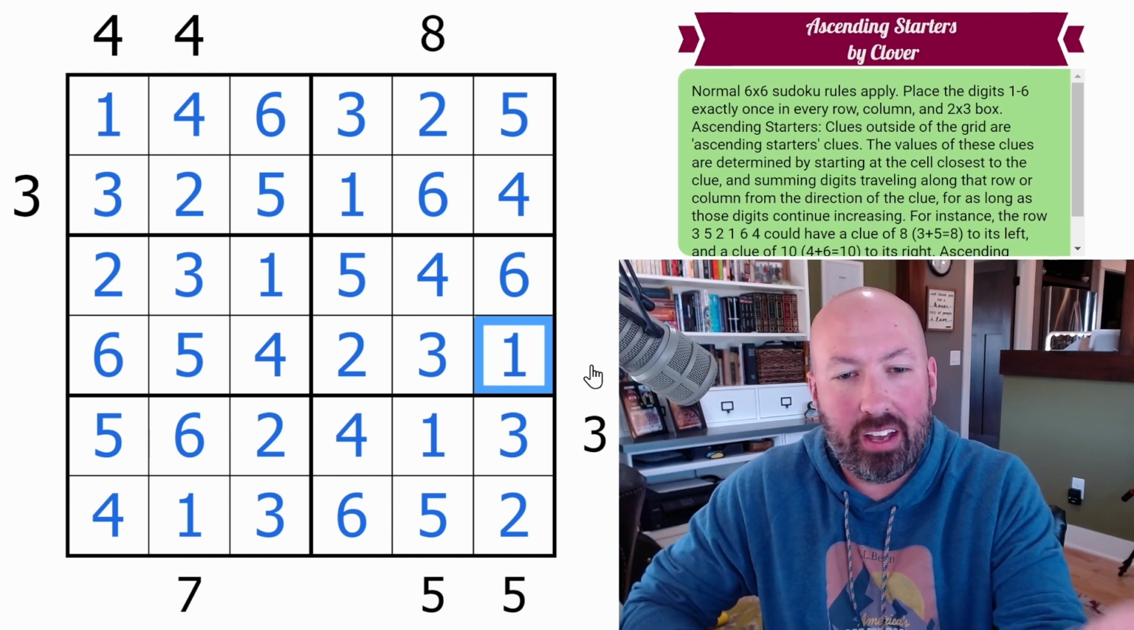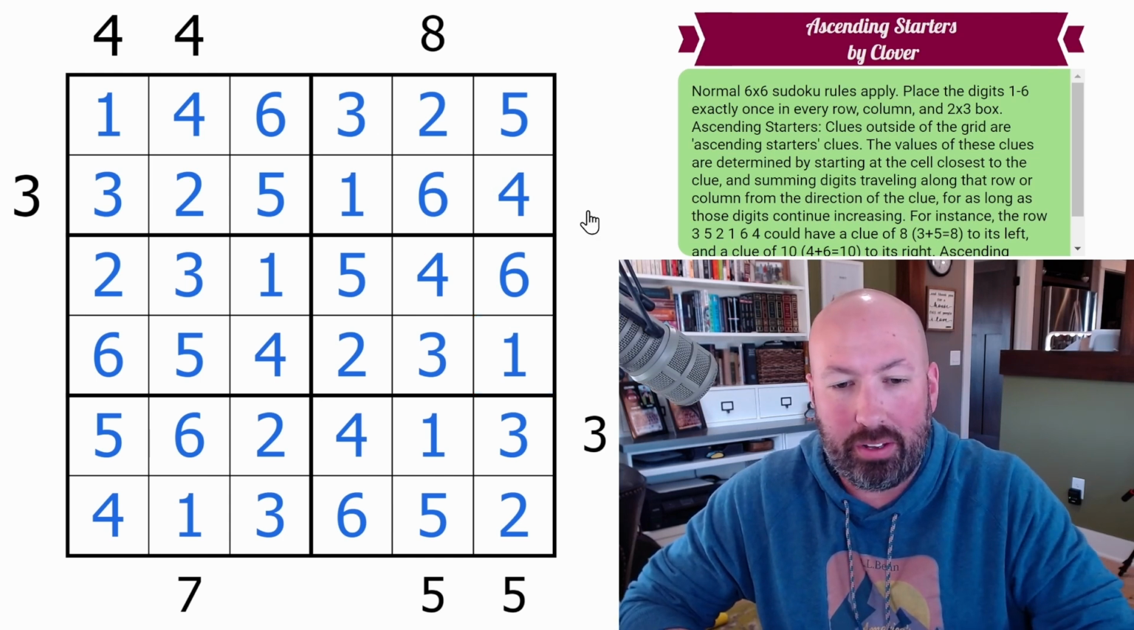All right, well, that was a pretty fun puzzle. A unique rule set that I had never seen before, and that's always fun to try and learn something new and see how the logic works out.